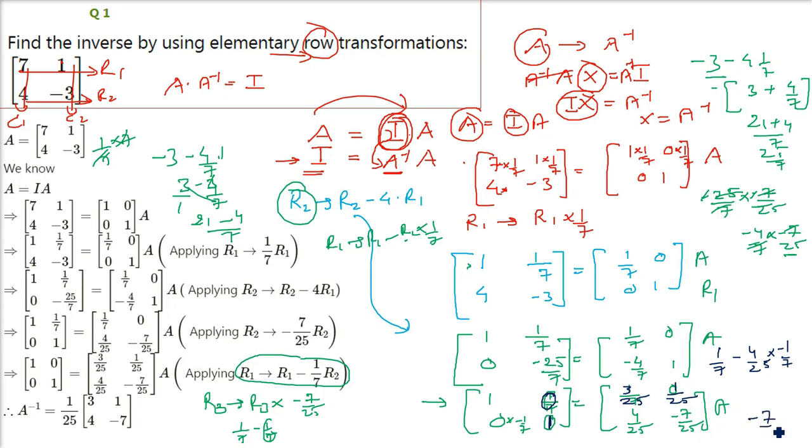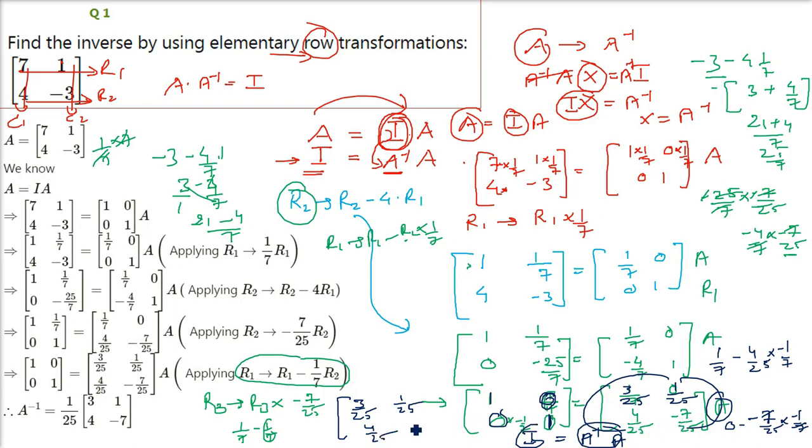This is going to be your A inverse. Because whatever you are doing on the left hand side, you have to perform it on the right hand side as well. Right? So this is the final identity value. And this is A. So what should be here? It should be A inverse. So this is final A inverse. I hope you got the idea. So final value I am writing again. 3 by 25, 1 by 25, 4 by 25 and minus 7 by 25. This is your A inverse.